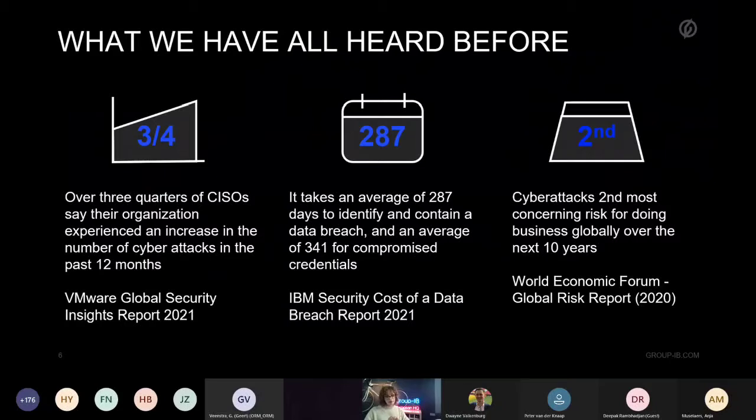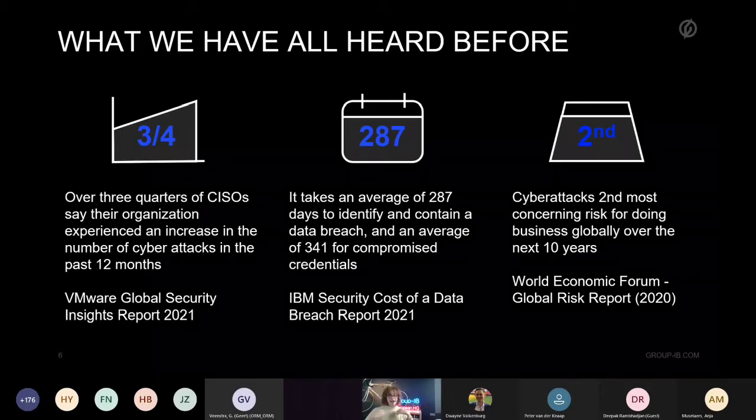So I think a good place to start is stats we've all heard before. Three quarters of CISOs say their organization has experienced an increase in attacks in the last 12 months. The average number of days to identify and contain a data breach is 287. Cyber attacks are the second most concerning risk for doing business globally. These are great headline stats. I have to be honest, I use them in presentations myself because they're eye-catching.